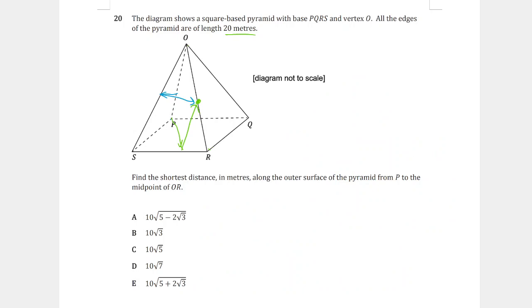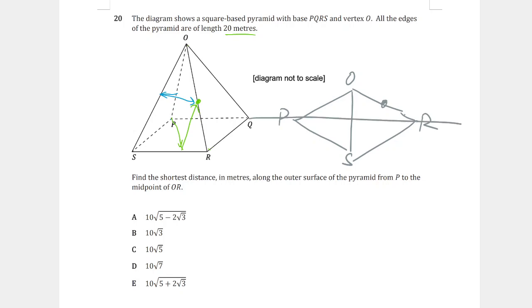Okay, now let's think about the blue route. The blue route involves two triangles: OPS and also ORS. So again, a 2D version of this. OS, and then P is somewhere here. Now remember the equilateral triangles. So this is R. I'm going to go from P to the midpoint of OR. What's the distance there? Again, we take the straight line distance because that's shortest, and I'm going to force a coordinate system on here again.